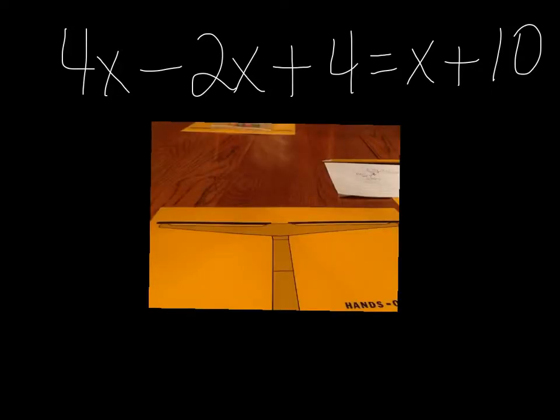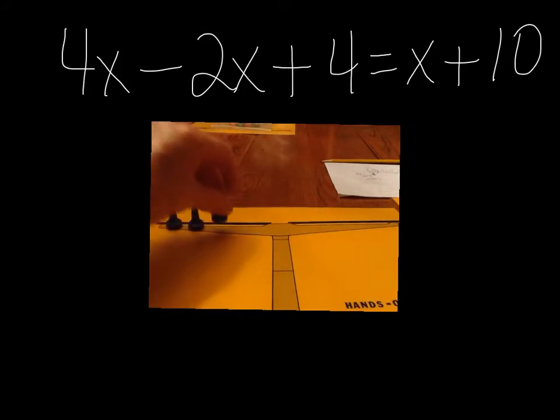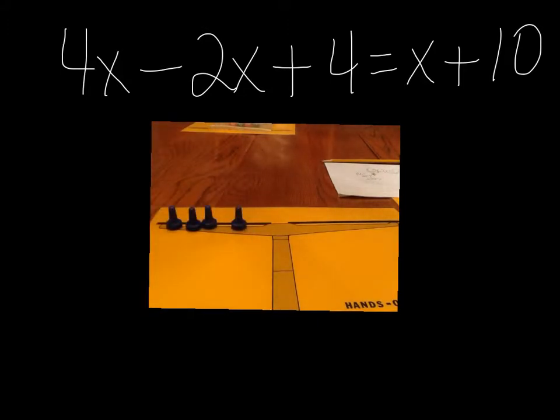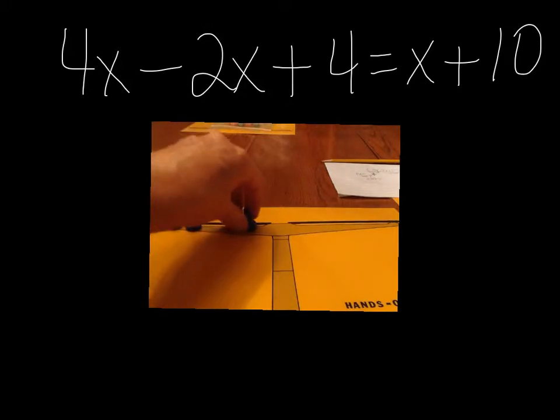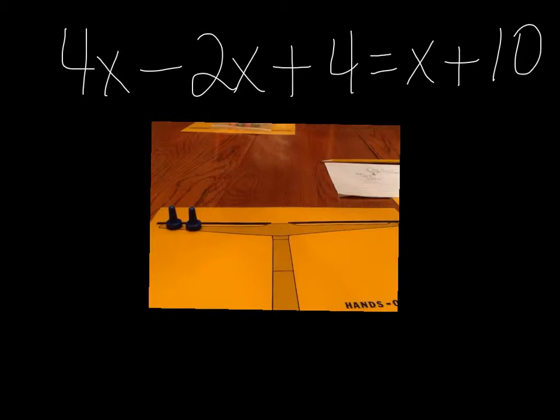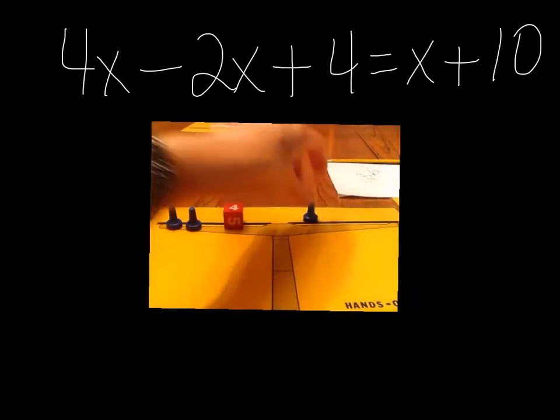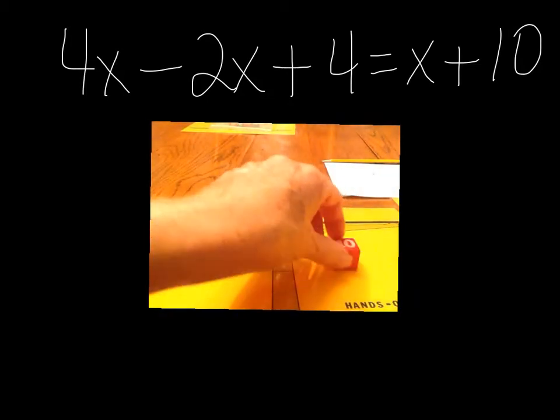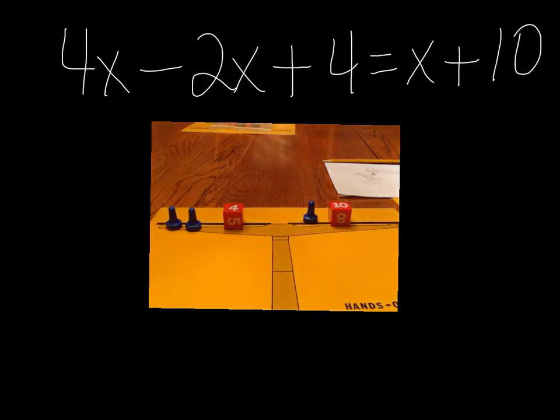Okay, so we say 4x, so we're going to put our 4x, 1, 2, 3, 4, but then it says minus 2x, so let's take it away. We're just working on this side because it's something we can simplify. So we're down to 2x plus 4, and then on the other side we have x plus 10.